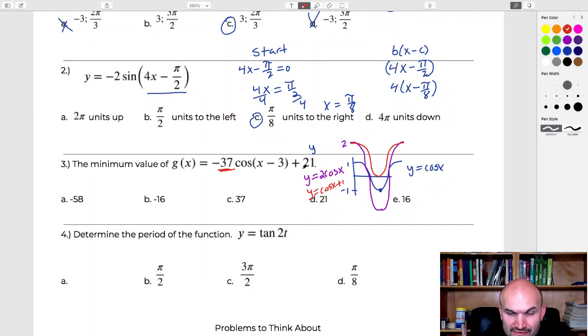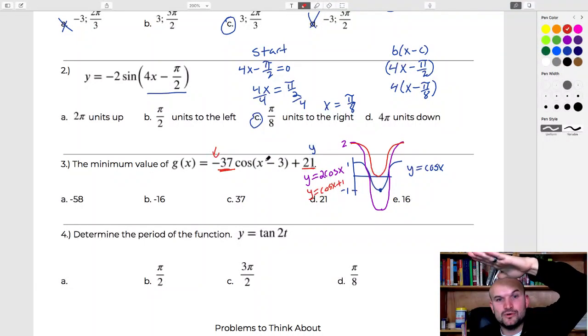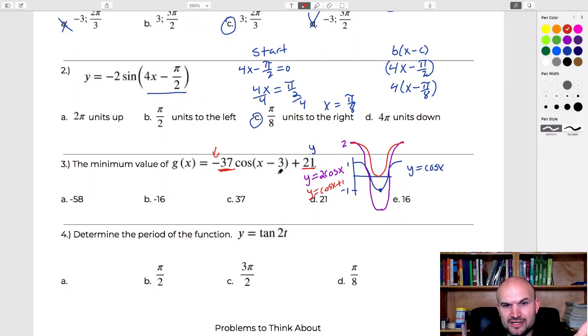So what you can see is there's two things going on. We have this 37 and the 21. So the 37 is basically saying, now again, don't worry about the negative because that's just a reflection. If you just reflect, that's not going to affect it. But you can see the 37, what that's telling us is this graph goes as high as 37 and as low as 37. The x minus 3, that's left or right, so it doesn't affect it.